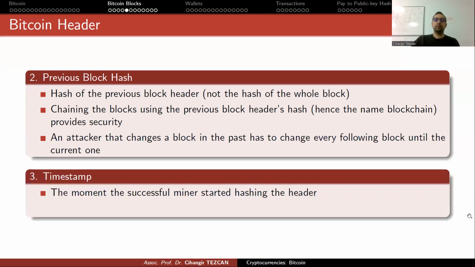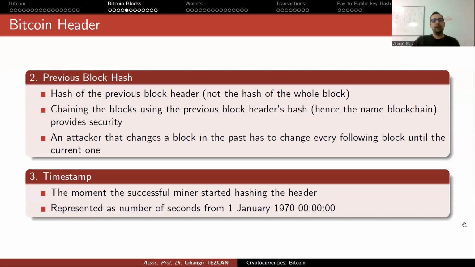Timestamp, the moment the successful miner started hashing the header, represented as the number of seconds from 1st of January 1970, which is generally used in Unix formatting. But of course, since you start mining and it takes a few minutes to solve it, generally 10 minutes, actually nobody else knows the exact moment you start. So you have some freedom here. You can write 5 seconds later or earlier and so on. Miners sometimes use it to try to solve the hashing puzzle.